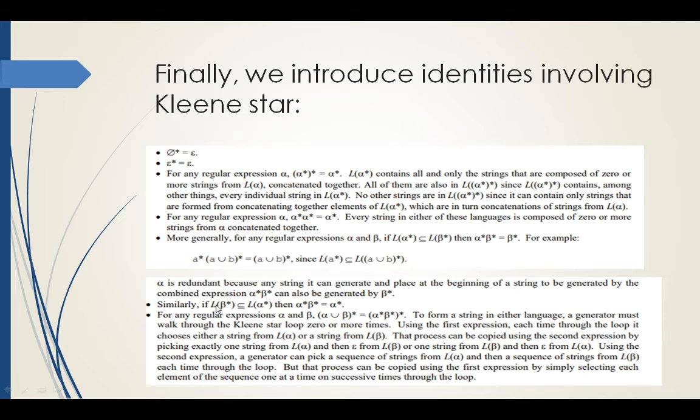Similarly, if the language of beta star is a subset of the language of alpha star, then I can write alpha star directly. For any regular expression alpha and beta, (alpha union beta) star is equal to (alpha star beta star) whole star. So (alpha union beta) star is nothing but (alpha star beta star) whole star.